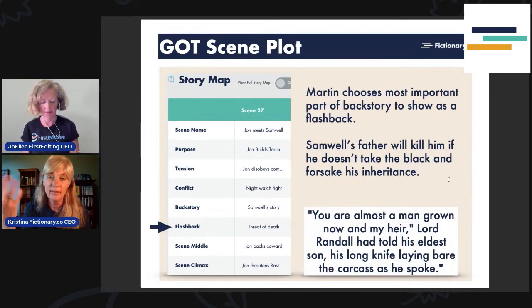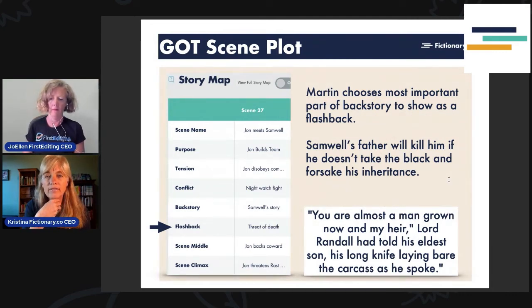And he chose, in my opinion, the most important piece of backstory he has shown in a flashback. The difference between backstory and a flashback is backstory is stuff that happened before the story starts, and a flashback is the same, except it's shown in an active way. So it's shown as a live scene within a scene. And in this case, out of all of Samwell's backstory, he goes to a flashback to the scene where Sam's father tells him, if you don't take the black and forsake your inheritance, I will kill you tomorrow in a hunt.